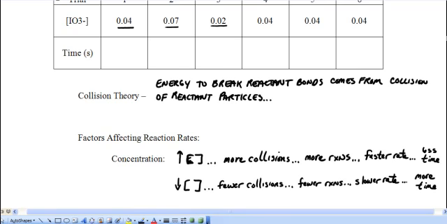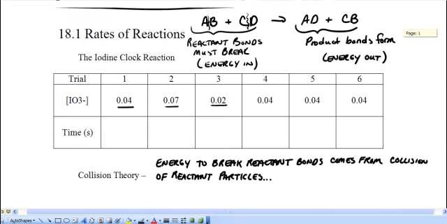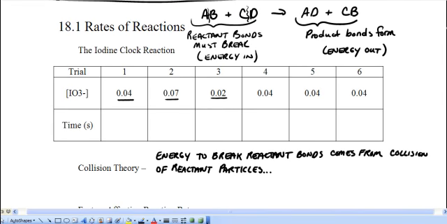And we're back in Better Than Ever, still in 18-1, where we're taking a look at reaction rates. In the last podcast, we reviewed the idea of a chemical reaction where reactant bonds must be broken first before product bonds can form. In order to do that, you must put energy into the system to break those reactant bonds, and the energy comes from the collision of reactant particles. That's the idea of the collision theory.